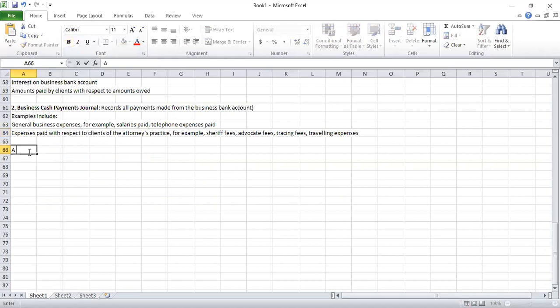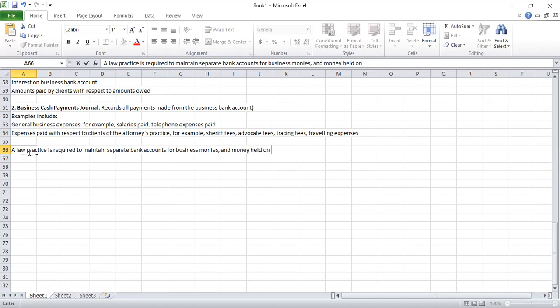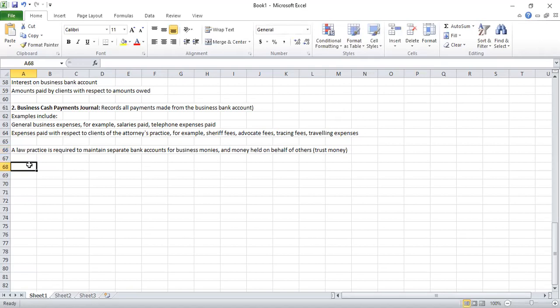Right. A law practice is required to maintain separate bank accounts for business monies. When we say business monies, that is for the law practice, and money held on behalf of others, which is trust money. So as a law practitioner, you are not allowed to use trust monies. You can only use your own money. So the trust bank account, you don't touch it. You only use it maybe if you are paying expenses on behalf of your clients. We have got money in the trust account, not for personal expenses of the law practice. Right.